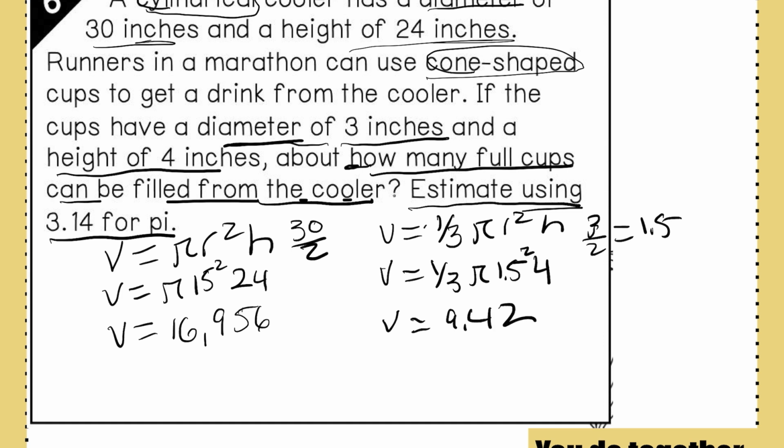Now we've got to go back up and read our question. We have the volume of our cooler, and we have the volume of our cups. We need to figure out what the question is asking us. How many full cups can be filled from the cooler? So we need to figure out how many times this can fit into this. So we are essentially trying to find 9.42 times what, we're going to call it x, is equal to 16,956.